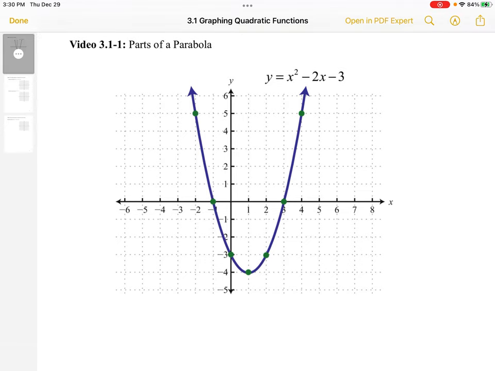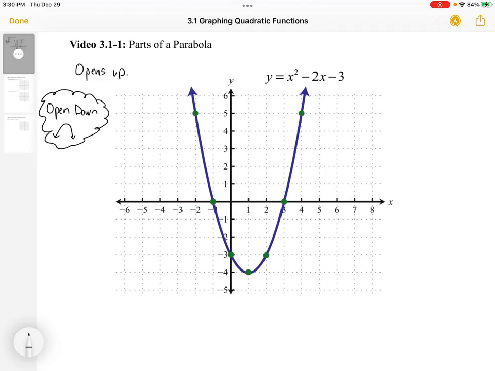So the parabolas that we're going to look at are either going to open up, like this one, or there are some that are going to open downwards. Okay, and they would look like such. Okay, I'm just going to put that here in a cloud. So this one opens up.